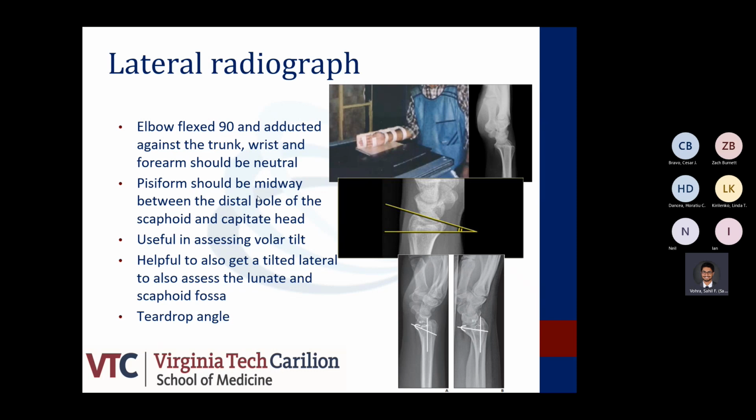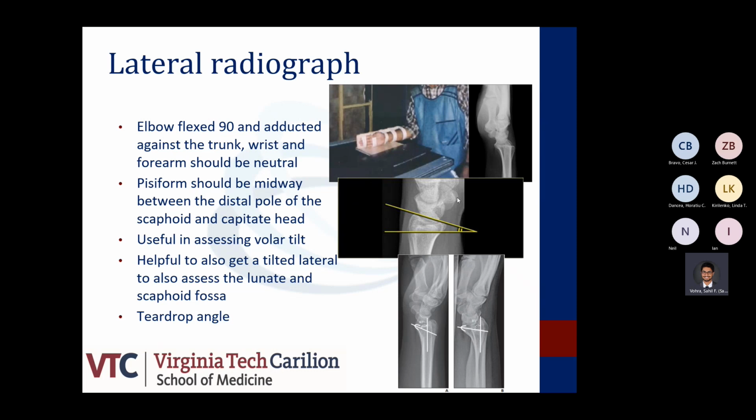It can also be helpful to get a tilted lateral. So basically you elevate the radius 15 degrees to try and get directly down the lunate facet, and then you can elevate more to try and get directly down the scaphoid facet to really evaluate those fossas. And then one thing I've come across a few times is this teardrop angle.